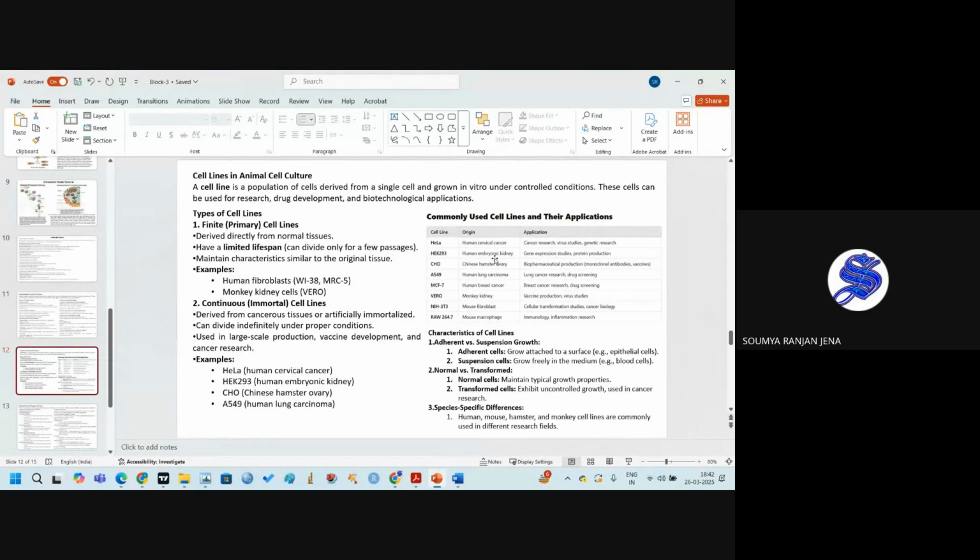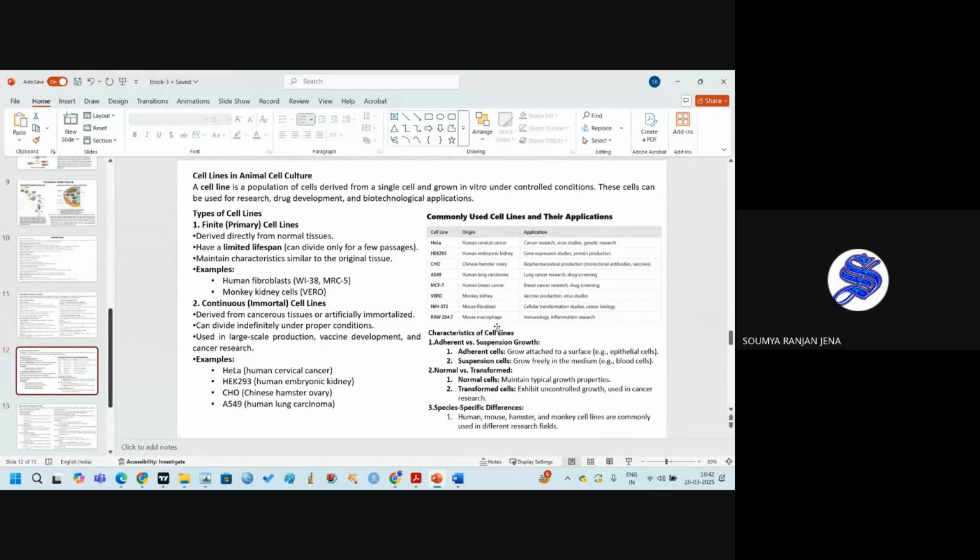If we go for the human embryonic kidney cell, gene expression study and protein production. Chinese hamster ovary is used for biopharmaceutical production; monoclonal antibody and vaccine will be produced from this ovary. And human lung carcinoma, lung cancer research and drug screening, all the breast cancer drug screening, because maximum cancer immortal cell lines are used for this drug research and drug screening. Chinese hamster and monkey are also used for vaccine development.